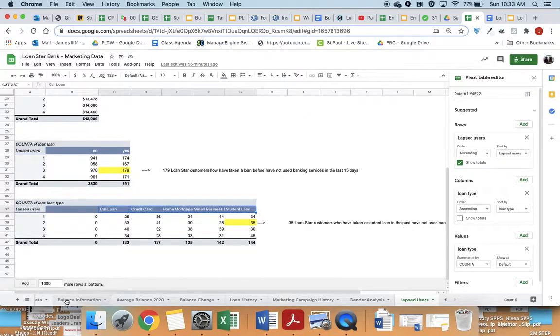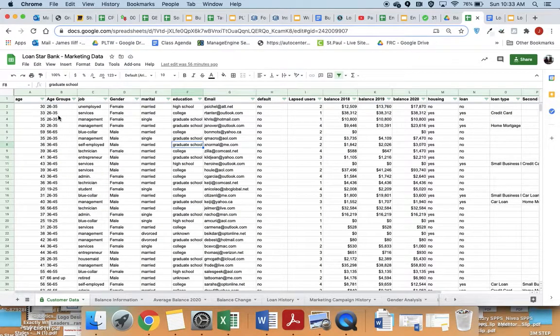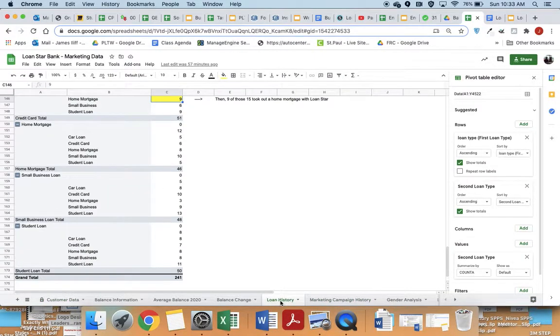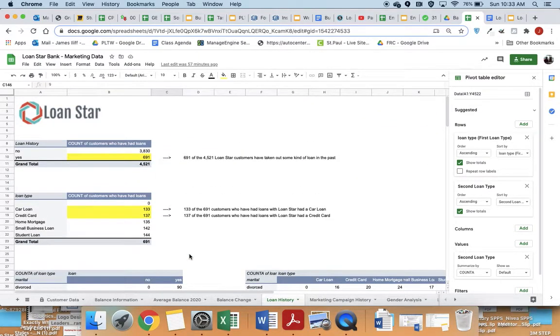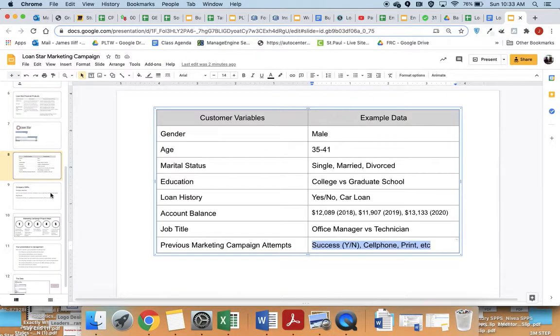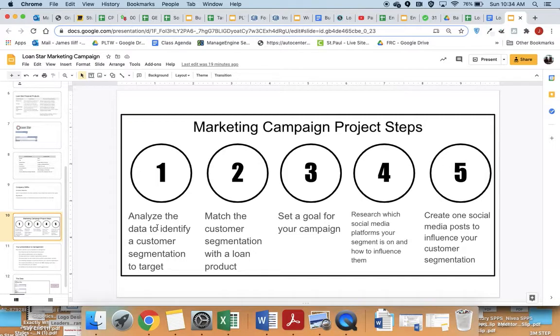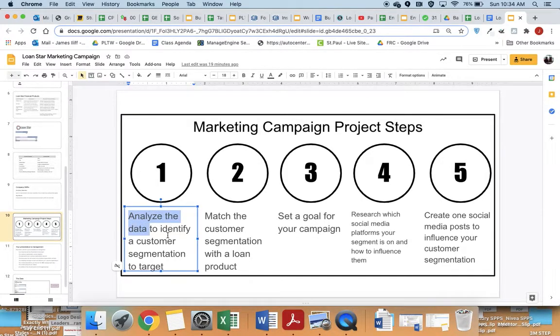So again, guys, just backing up, we're going to wrap it up here. This is all data that's based off of all this raw data that you have here. And so your job is to mine this data to find meaningful trends and find a customer segment that you want to target. Remember that that's the goal. Your goal is to analyze the data to identify a customer segment that you want to target.